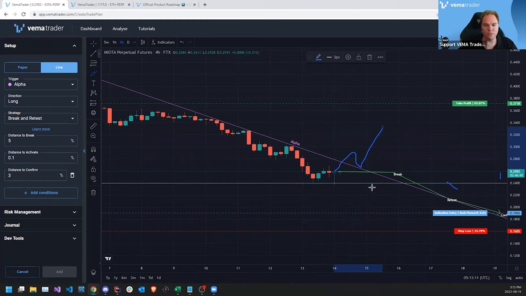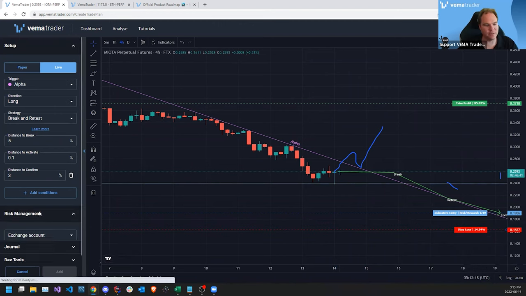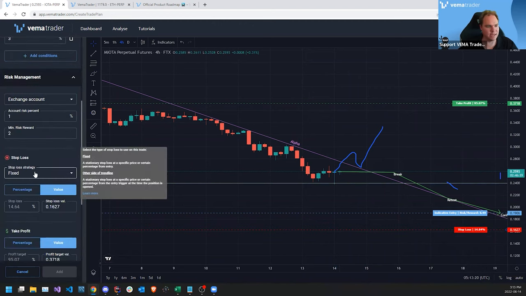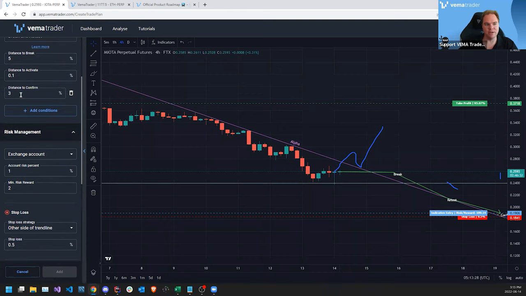I don't want to have to keep on moving my stop loss around the place as the trade's moving. So with that, I can come to risk management and I can set my stop loss strategy to other side of trend line, and I'll go 0.5. Now I know that I have got a distance to confirm of 3, and I'm real-time monitoring. So as soon as I've gone 3% above my alpha, I'm going to take the entry, and I've got 0.5% for my stop loss on the other side. That gives me a 3.5% total stop loss. So that gives me a pretty good idea of where things are going to be as well.